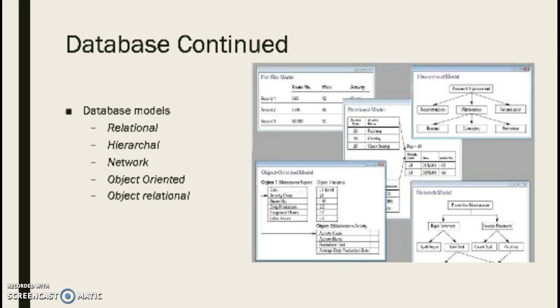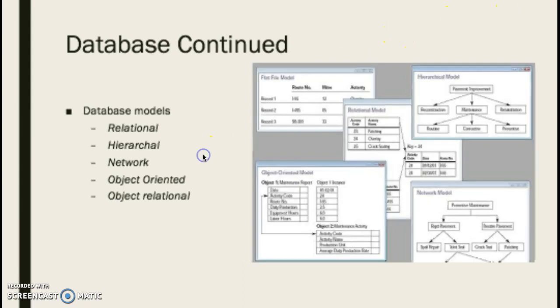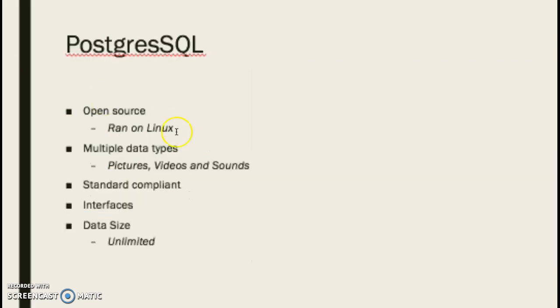And then you have object-oriented models. This is a little bit more dynamic, as you can see in the picture. You've got charts and you've got tables, but from my research, it looks like you can also have videos and pictures and sounds stored in these models. An object relational is the last model, and this is more of an object-oriented database software. Those are the five models.